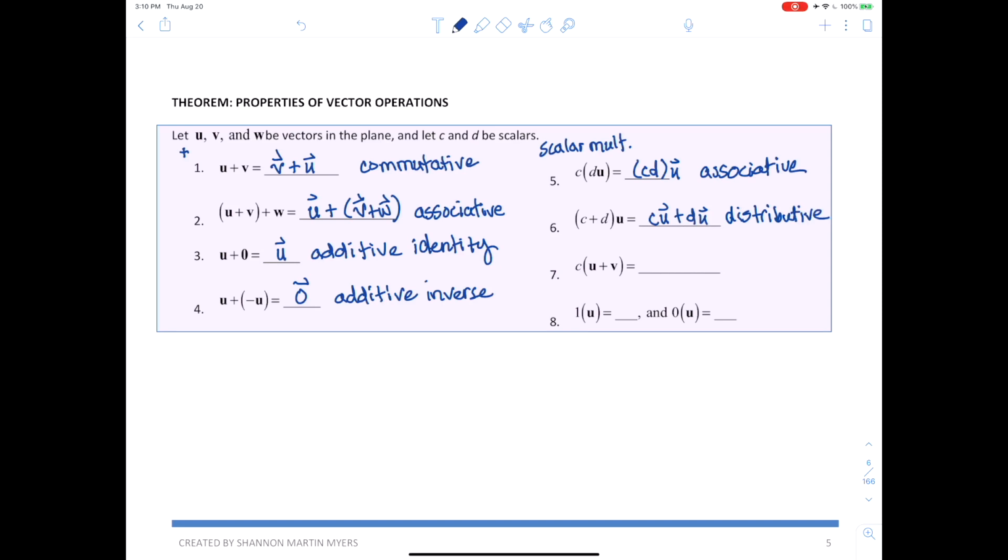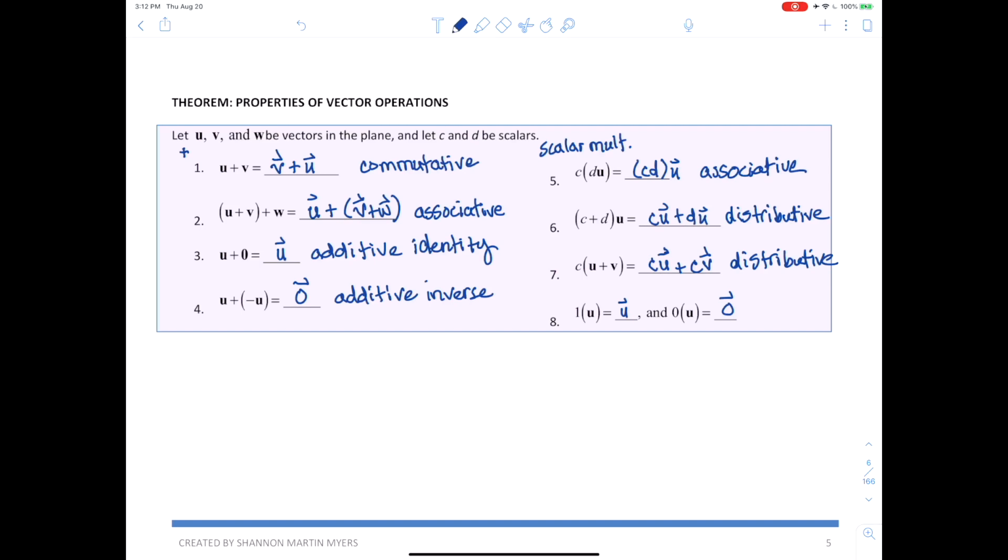And so is this one, right? C times the sum of these two vectors, U and V, is going to be C times U plus C times V. And so that is also distributive. And the last one, it turns out, is 1 times the vector U is equal to the vector U. And the scalar 0 times the vector U yields a vector, which is the 0 vector. Cool so far?